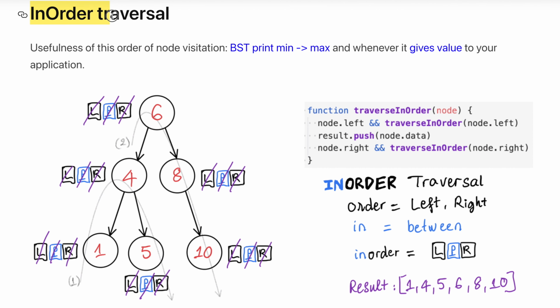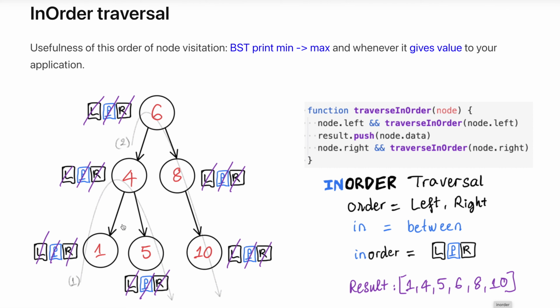Next, we're gonna learn about InOrder traversal. With this particular node visitation order, we're gonna print out the values from min to max in our binary search tree. Let's have a look at the code of InOrder traversal. You can see that it looks exactly the same as PreOrder traversal. The difference is the step of processing the node is now between the left and right recursive calls. And just by changing the position, we have a totally different order of node visitation. It's gonna go like this: 1, 4, 5, 6, 8, 10.